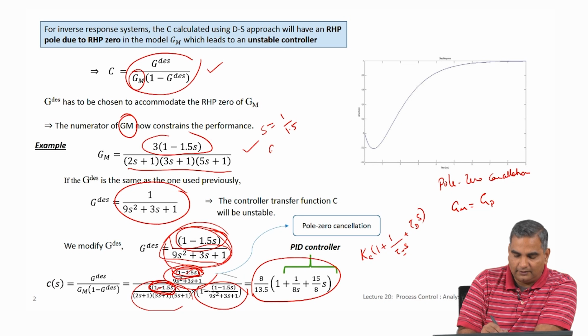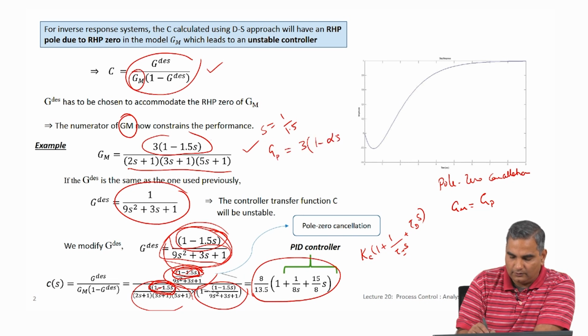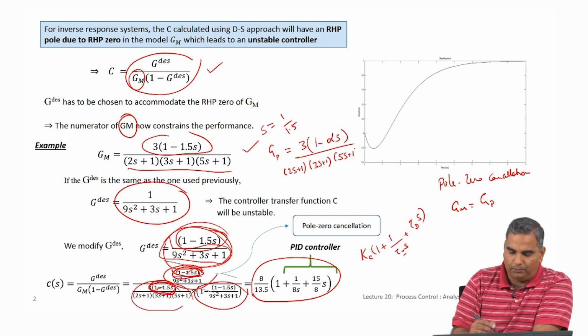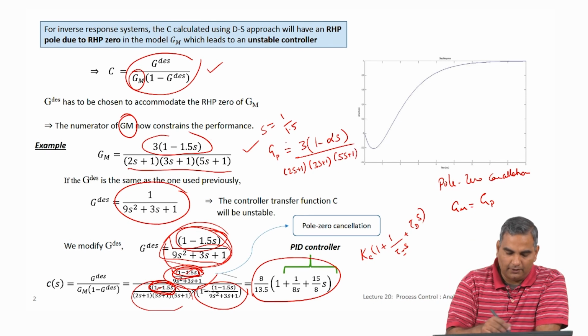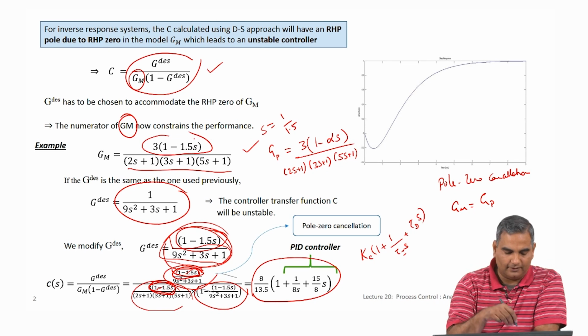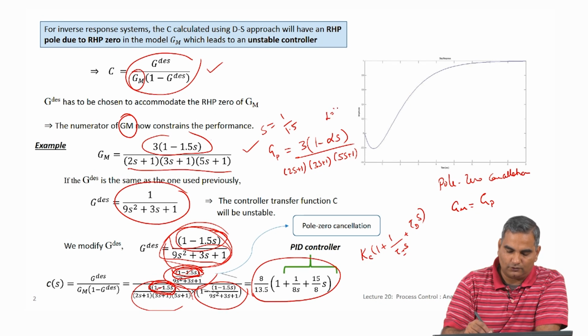The true process could actually be something else, just to make a point. I could have something like 2s plus 1, 3s plus 1, 5s plus 1. So the true process could have the very same structure, the denominator being the same, but the numerator is slightly different from this 1 minus 1.5s. This is 1 minus alpha s, maybe alpha is 1.6 and so on, right.